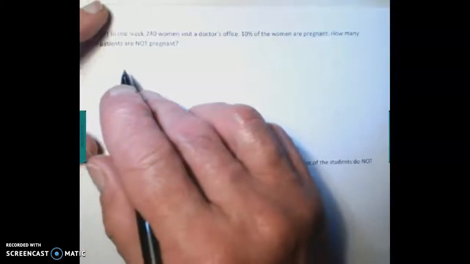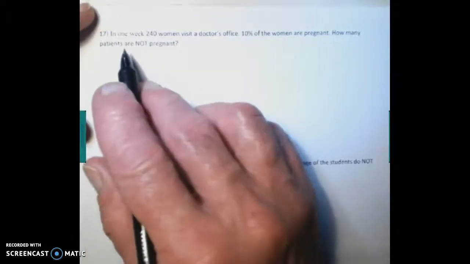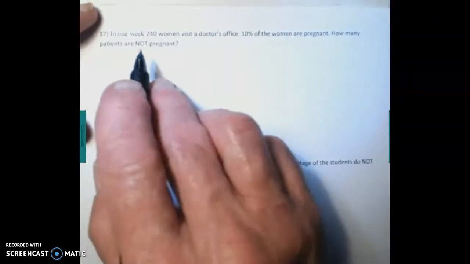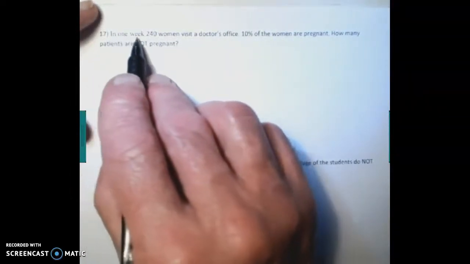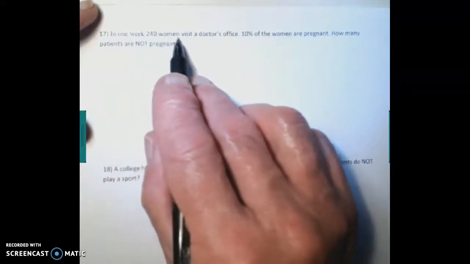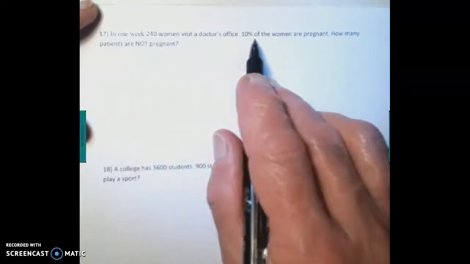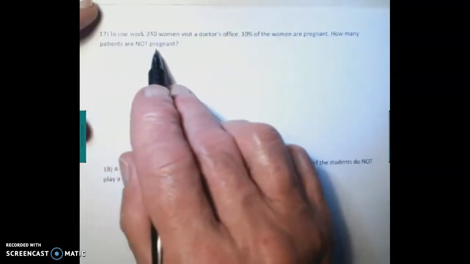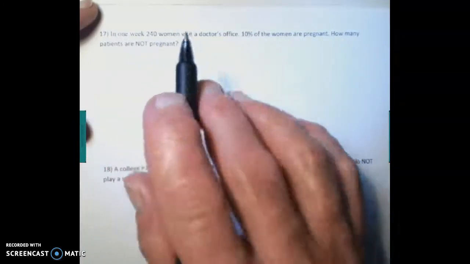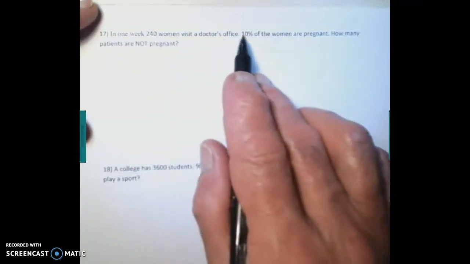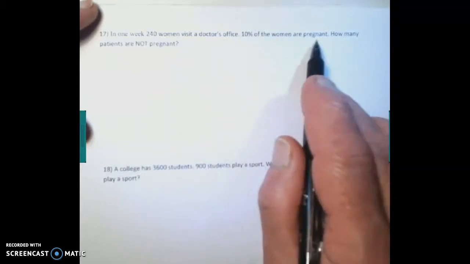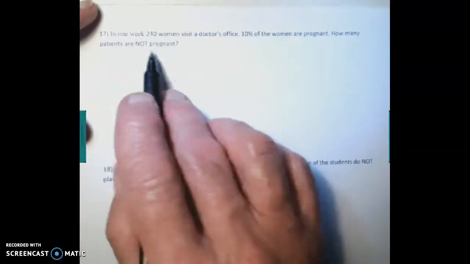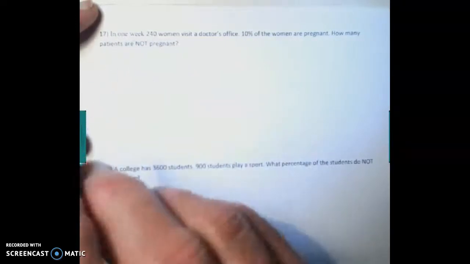Okay, Unit 6 Test Study Guide, question number 17. This is getting into percents with a twist. In 1 week, 240 women visit a doctor's office. 10% of the women are pregnant. How many patients are not pregnant? That's the twist. They're giving us the percent for the number that are pregnant, but they're asking us for the part that are not pregnant.